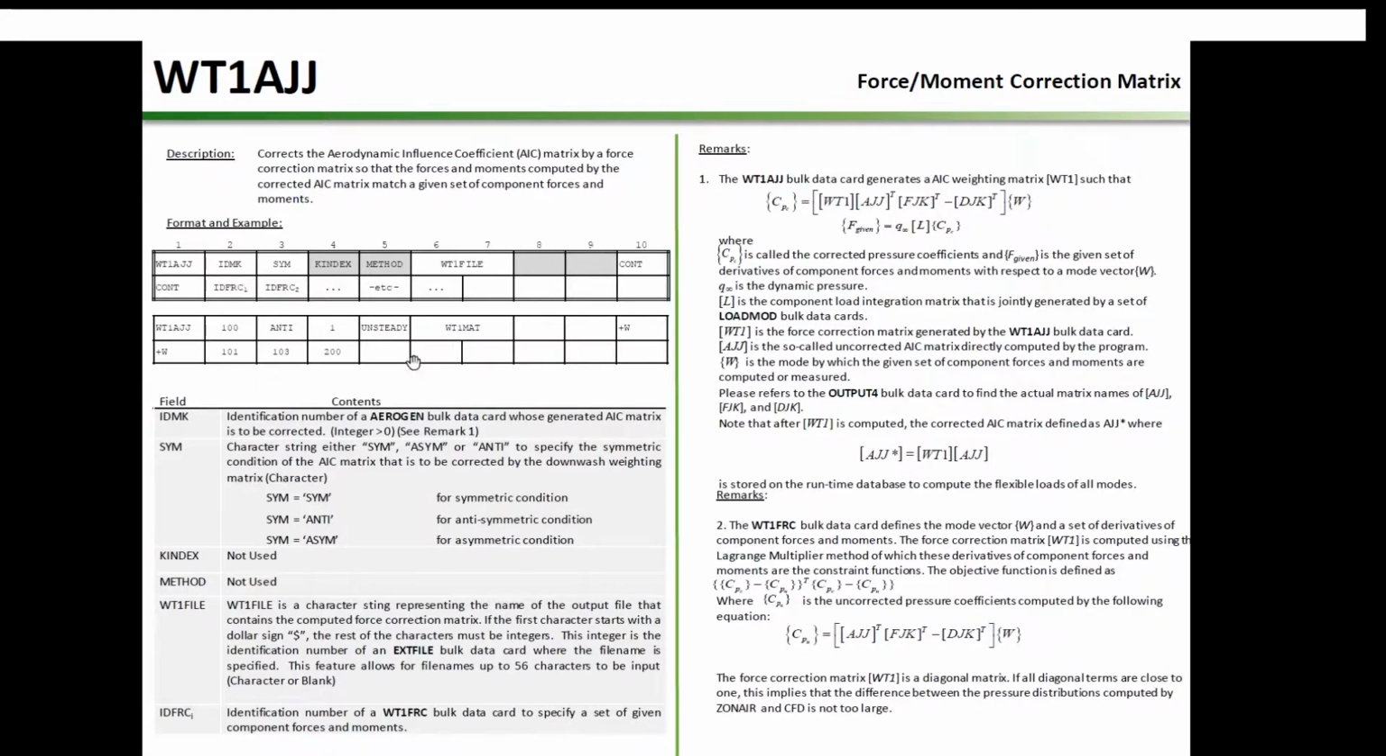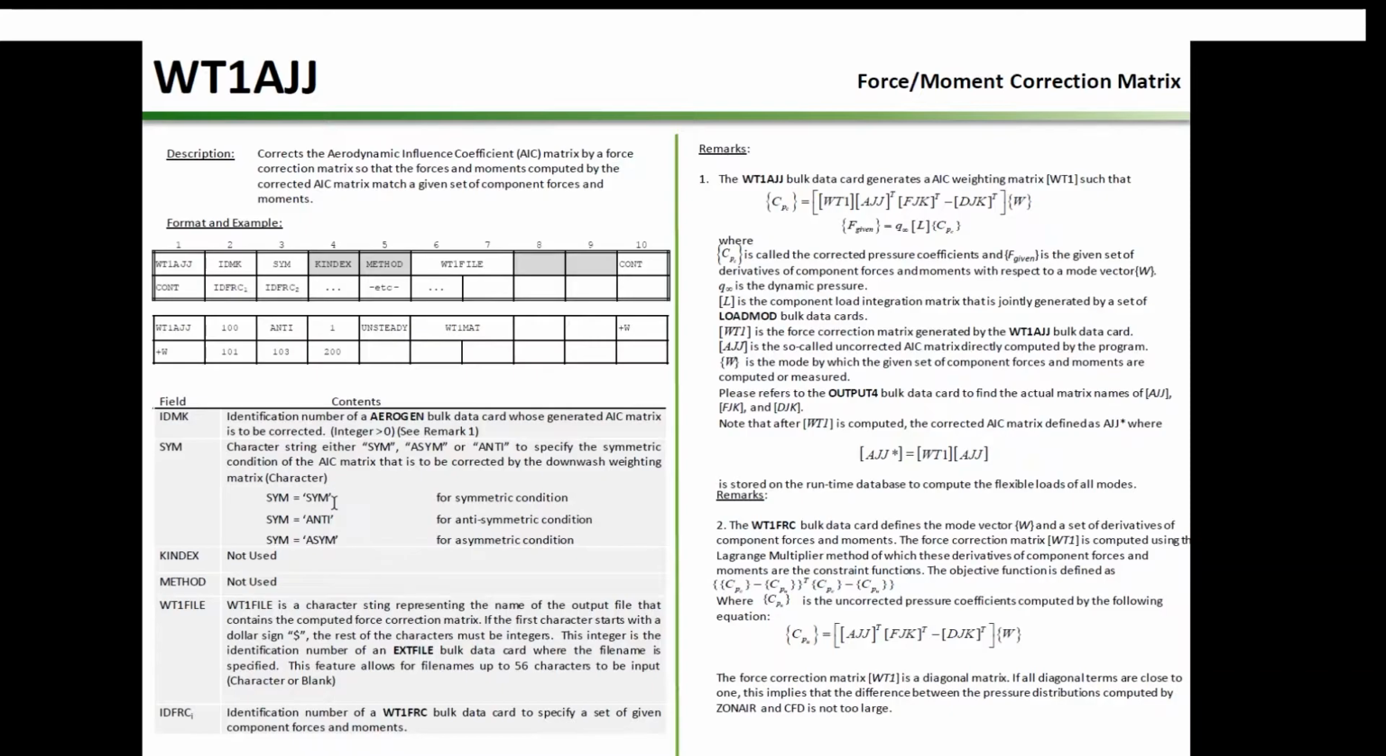So the card called WT1 AJJ, if its ID matches the AEROGEN card, then the AJJ matrix generated by the AEROGEN card will be corrected using the force and moment correction method.